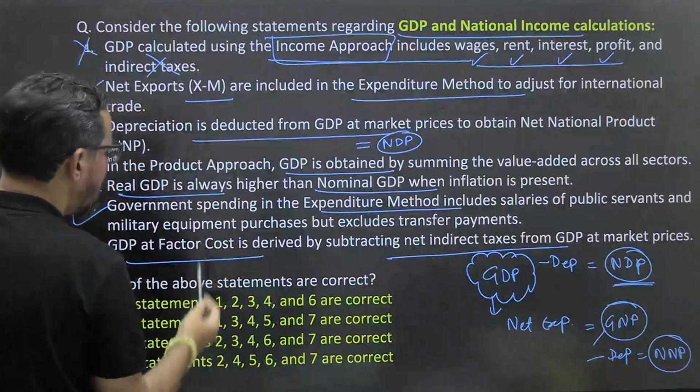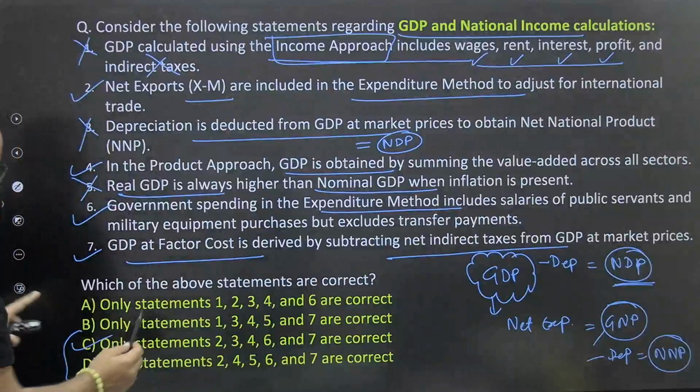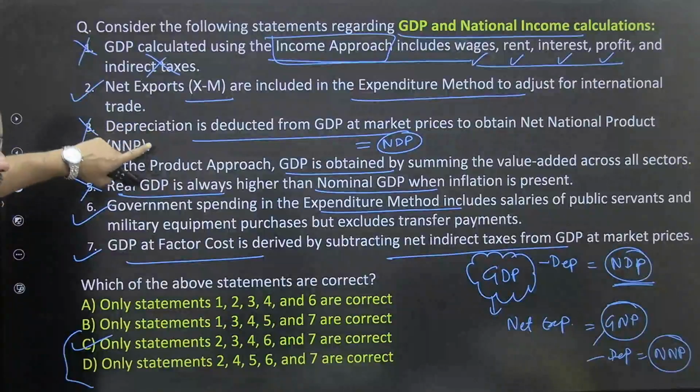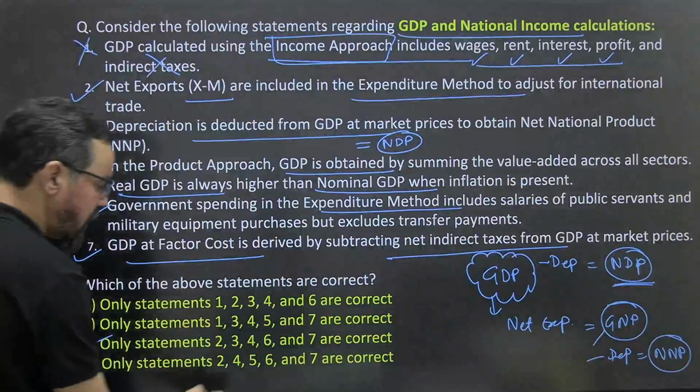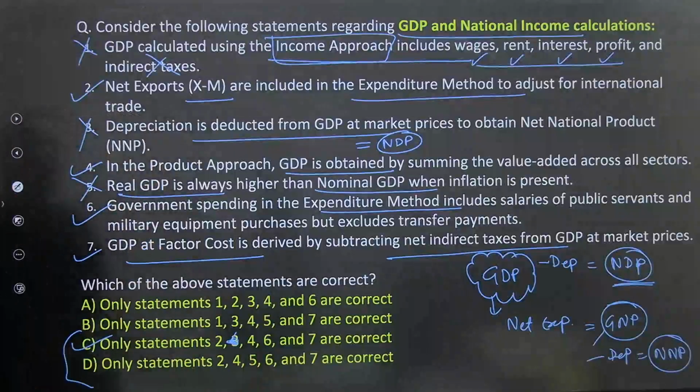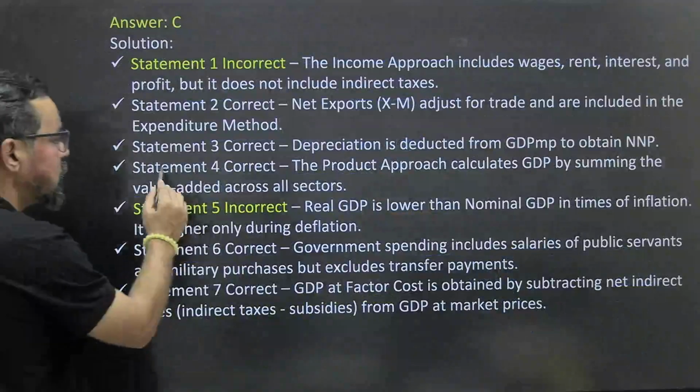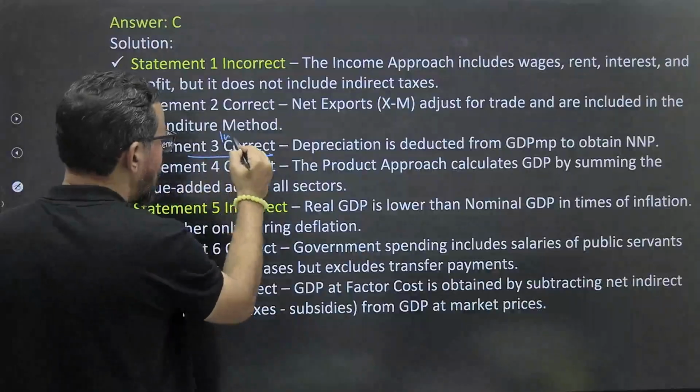Statement 3 is wrong. So maybe if they had given this particular option, that would be the right answer, but this is a wrong statement, right? So these options are incorrect. We have to eliminate this one, right? This is also incorrect, not correct.